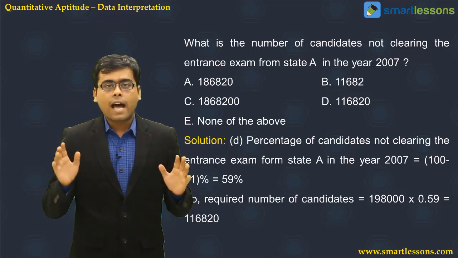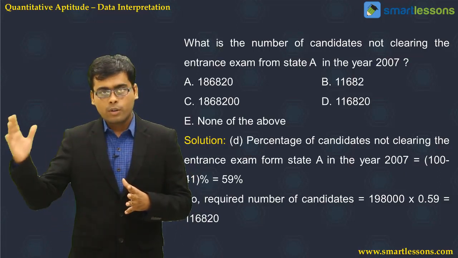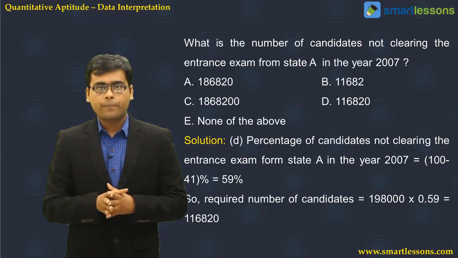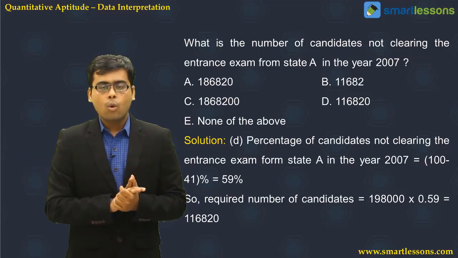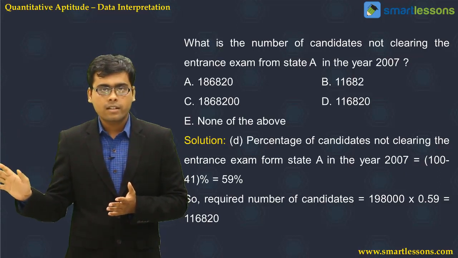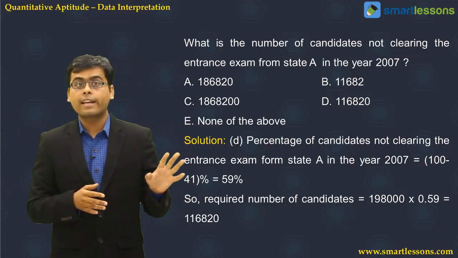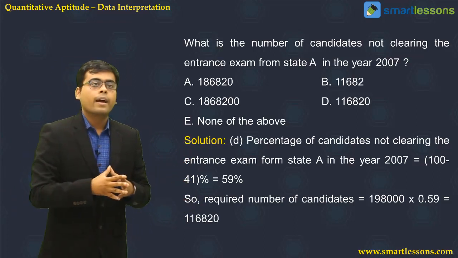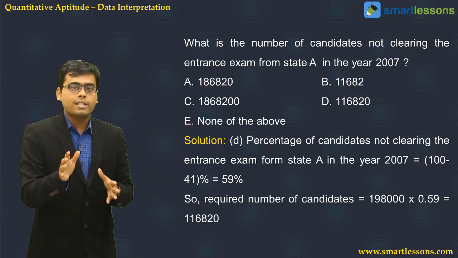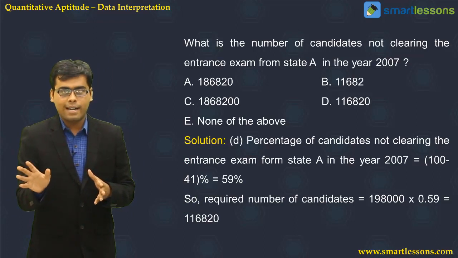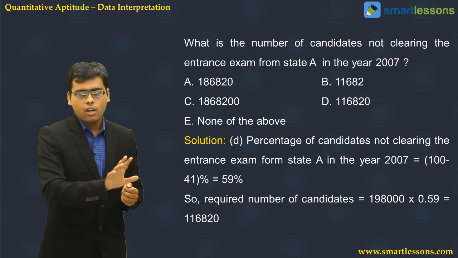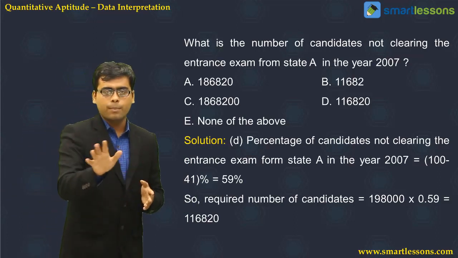So I hope you got the idea about this data table. What is the data table? What types of questions they can ask and how to answer those questions. And as you have already noticed, I think that the maximum questions are basically to calculate average, to calculate percentage or certain ratios, proportion, something like that.